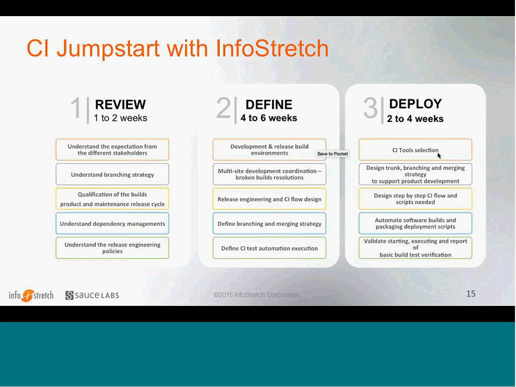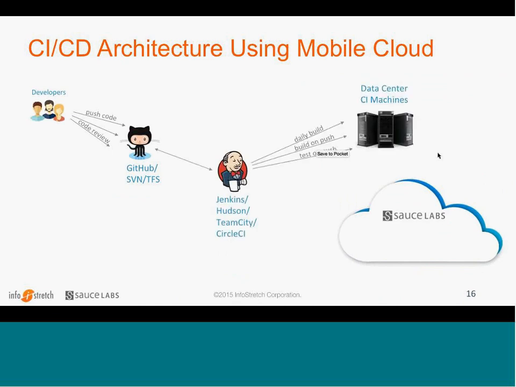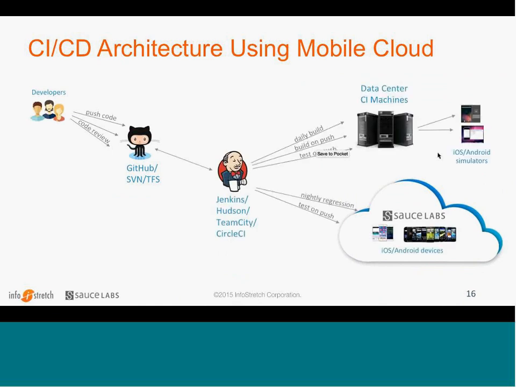the applications. Now, when we are using a mobile cloud, the CI architecture totally changes, right? When we are using a CI cloud in conjunction with a mobile cloud like Sauce Labs, as you can see, my developers are continuously coding and checking into SVN or GitHub or TFS. My Jenkins instantiates a job to create that build and run the unit tests on emulators or simulators.